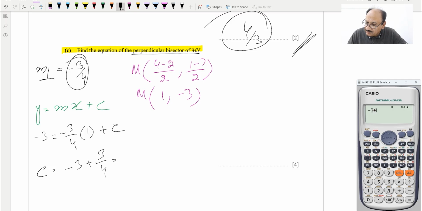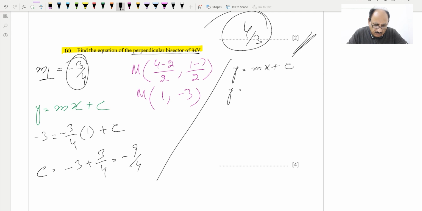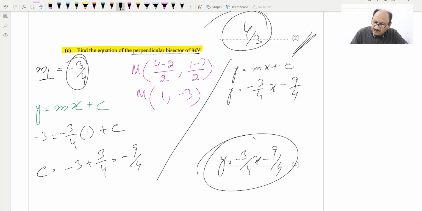Minus 3 plus 3 over 4, and this gives us minus 9 by 4. So minus 9 by 4 will be the c value. Now we can write y is equal to mx plus c again, and we will write the gradient, which is minus 3 by 4x, and minus 9 by 4 is the c value. So y is equal to minus 3 by 4x minus 9 by 4. This will be the answer for 4 marks.